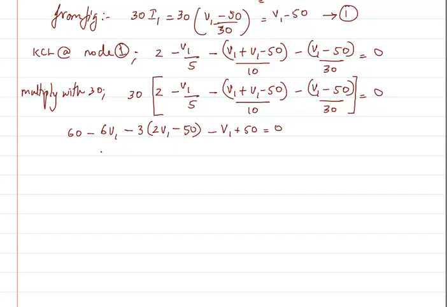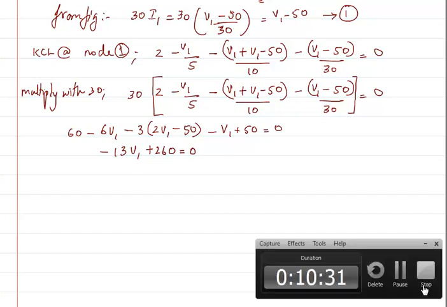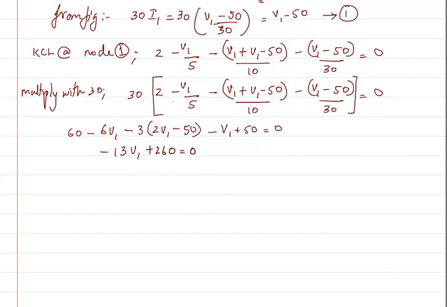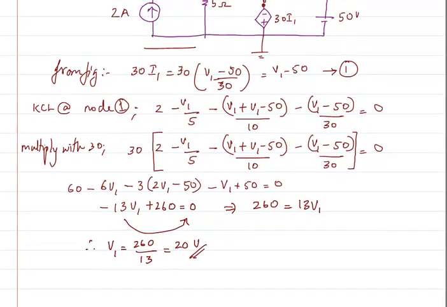So I will get minus 13 V1, and all the other values will be 60, 60 here, 150 here. So 150 plus 60 is going to be 210, plus 50, 260. So I will write 260. So plus 260 is going to be equal to 0. From here, basically I can straight away calculate what is V1. So I will bring this V1 the other side. So this will give me 260 is equal to 13 V1. What I have done, I have taken minus V1 the other side, so minus becomes plus. It is therefore V1 is equal to 260 divided by 13, which will give me the answer 20 volt.